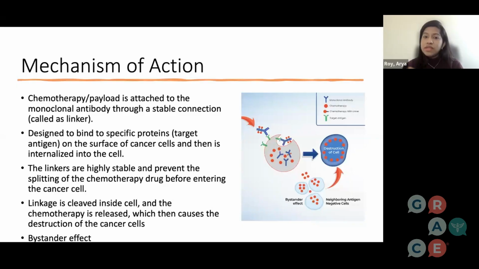So when this antibody attaches to that particular antigen, the chemotherapy agent is released inside that particular cell which has the antigen. But at the same time, it can also leak a little bit into the neighboring cancer cells, and it can destroy the neighboring cancer cells, which are attached to the main cell to which the antibody drug conjugates are attached. So that is called the bystander effect, which is another mechanism by which the antibody drug conjugates are acting.